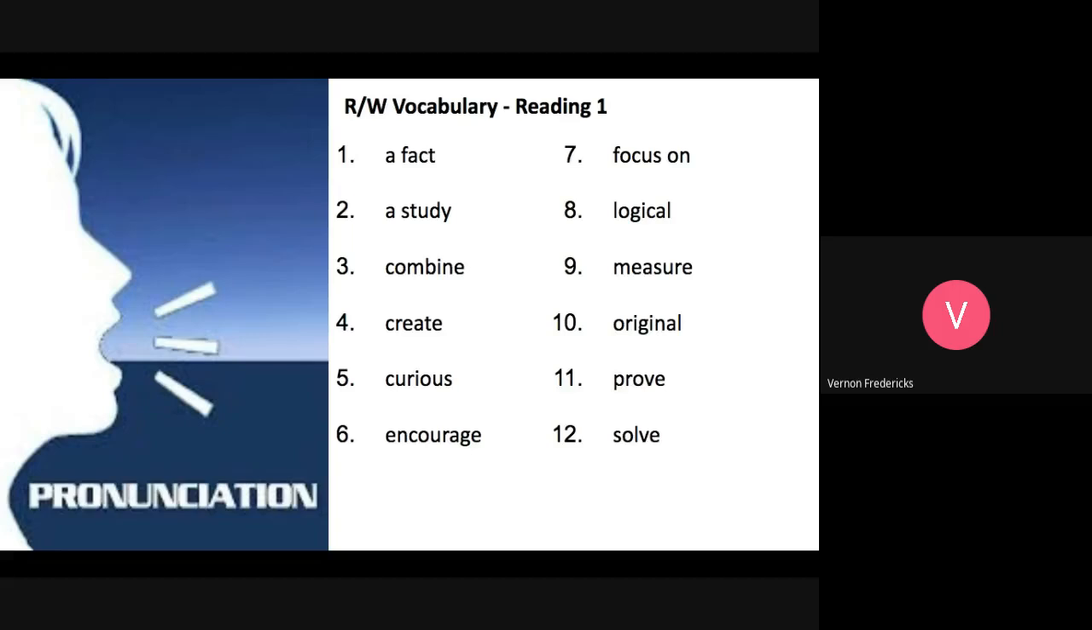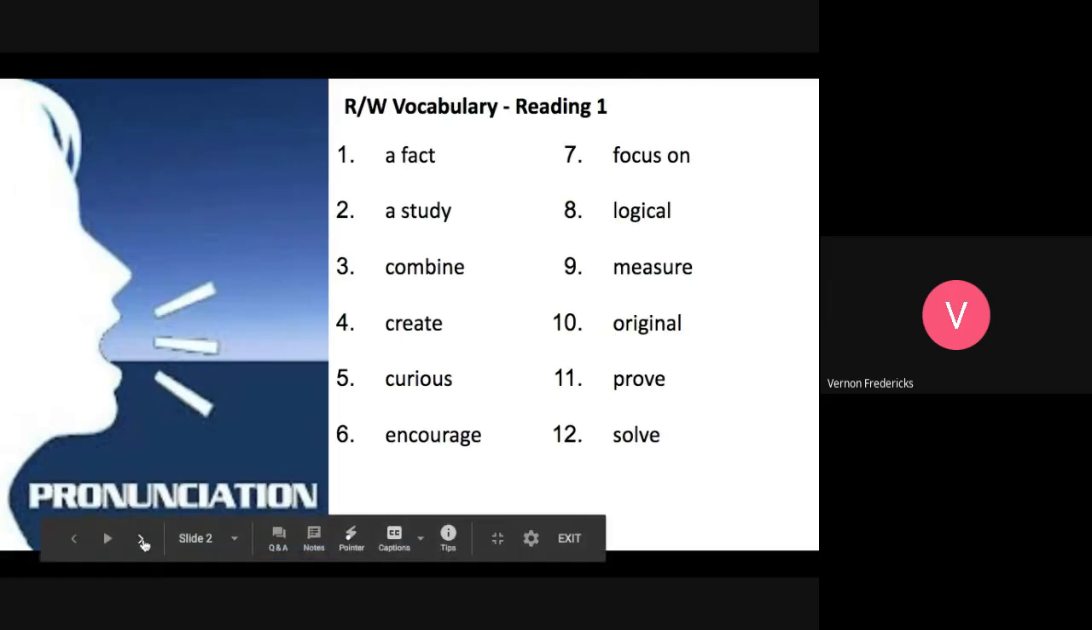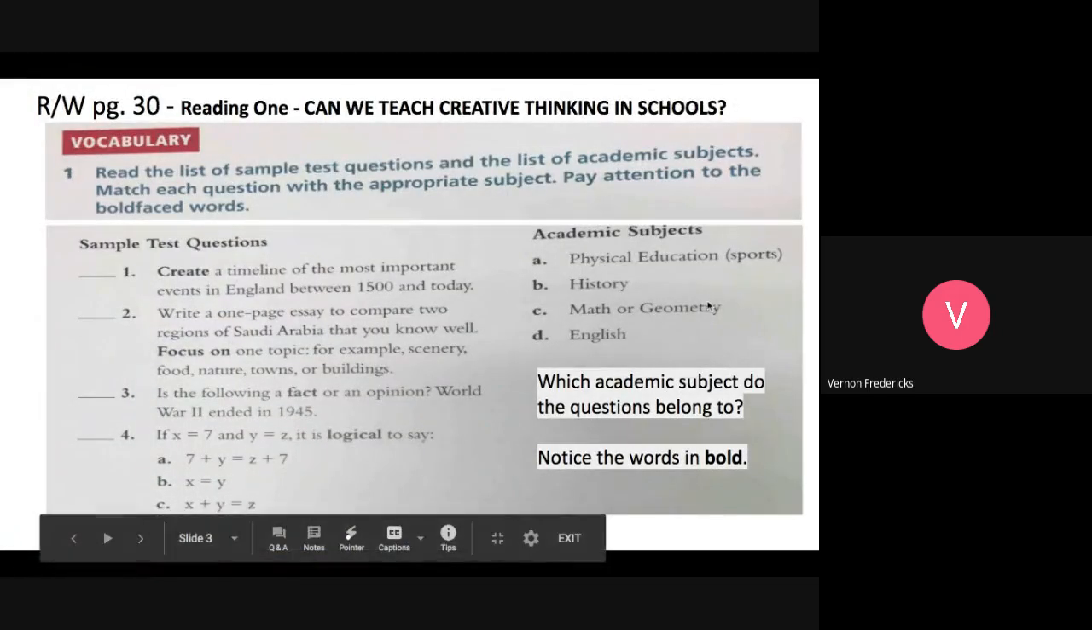Original, something that cannot be copied. Okay, asli. Prove means to show that what you're saying is the truth. And solve means to fix the problem or to fix the situation. So this is the vocabulary for reading 1, students. Okay, if you can remember it. Okay, next slide.